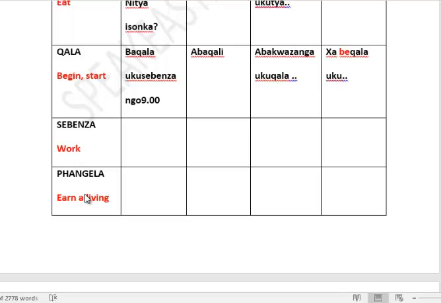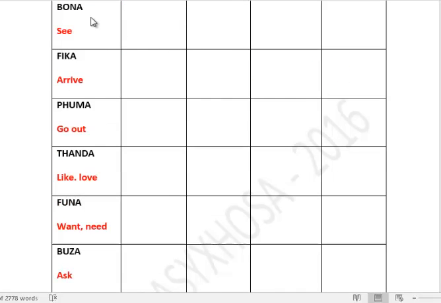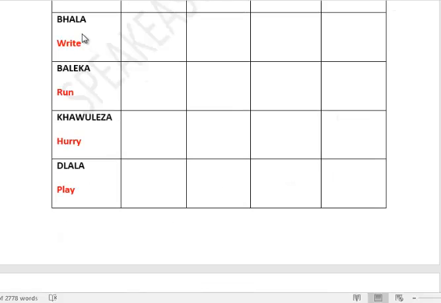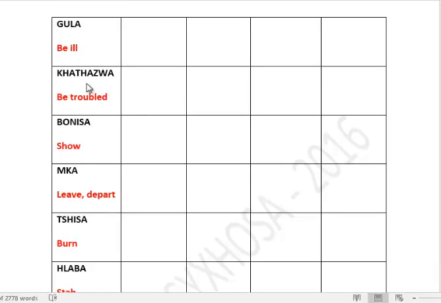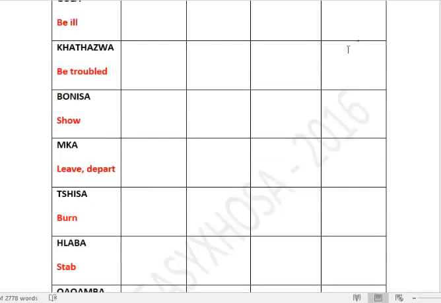Sebenza, work. Phangela, earn a living. Bona, see. Fika, arrive. Phuma, go out. Thanda, like or love. Funa, want or need. Buza, to ask. Bala, write. Baleka, run. Khawuleza, hurry. Dlala, play. Gula, be ill. Khathazwa, be troubled. Bonisa, show. Mka, leave or depart. Chisa, burn. Hlaba, stab.